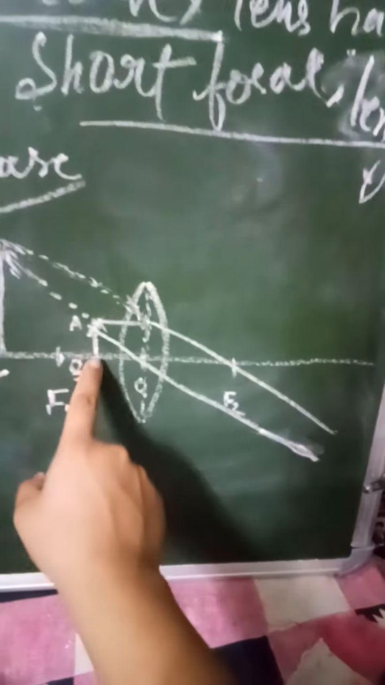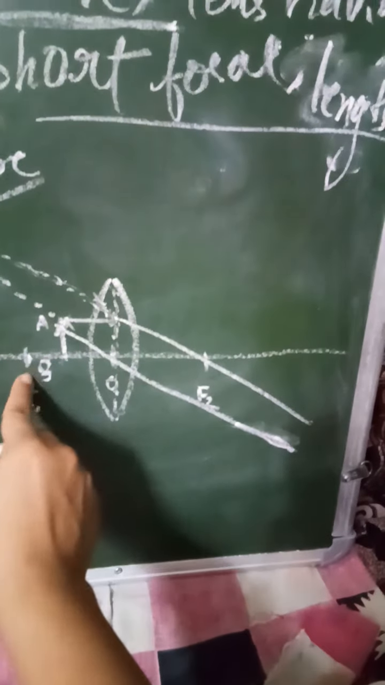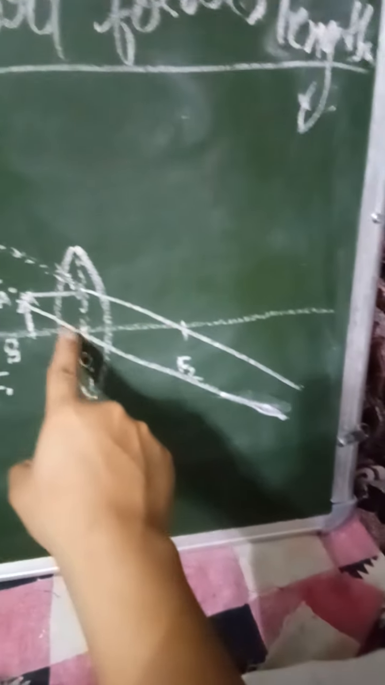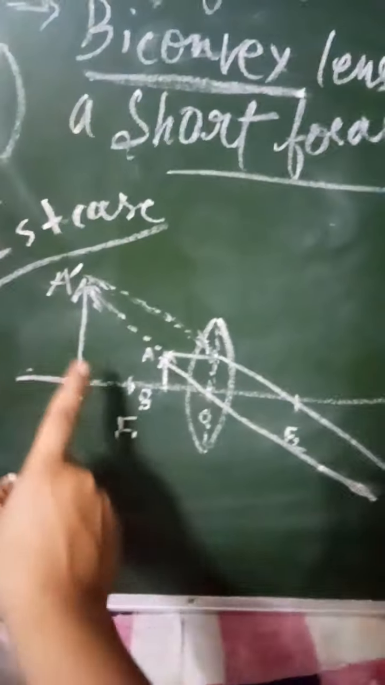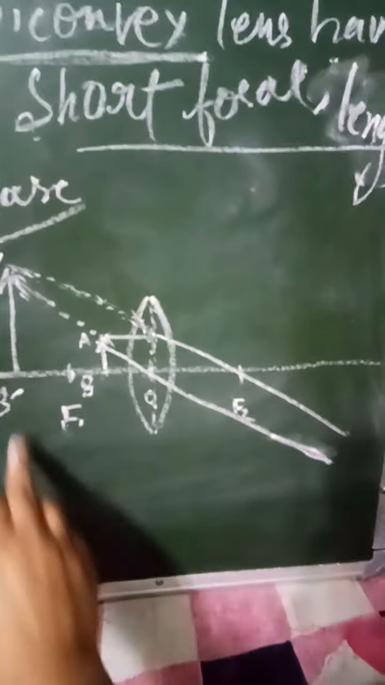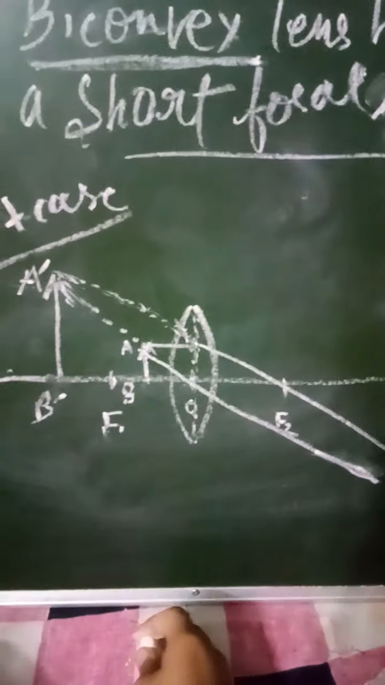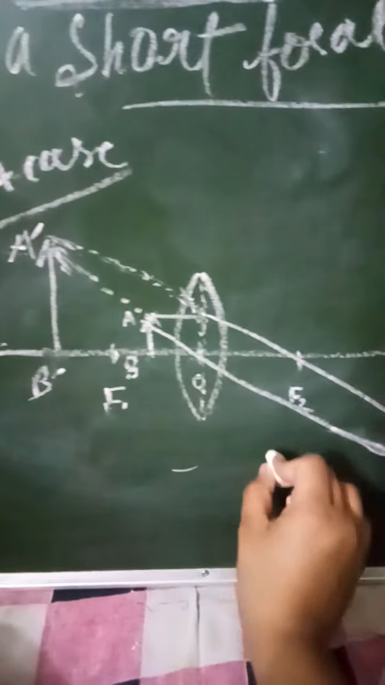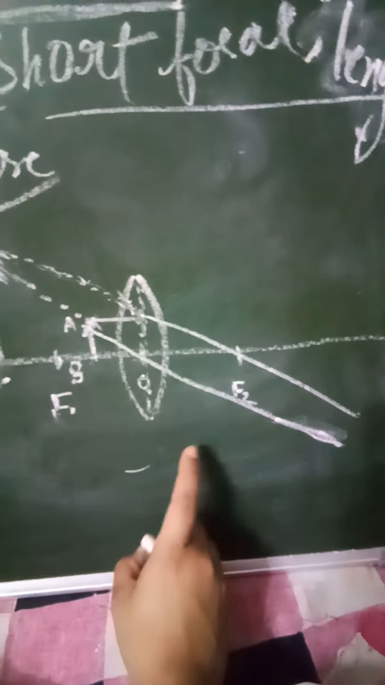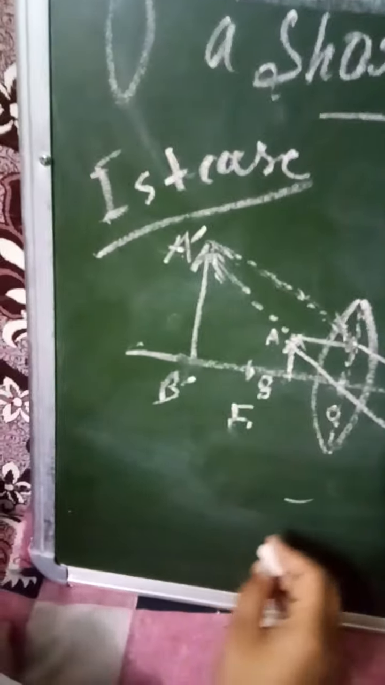The first case is when we take the object in between focus 1 and the optical center, and the image formed is magnified, virtual and upright. This is the first case. And this adjustment is called adjustment for unstrained eye.